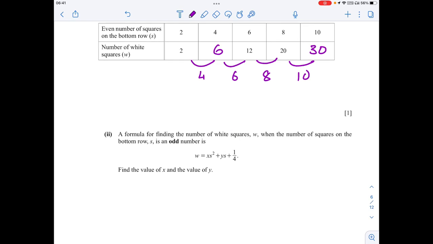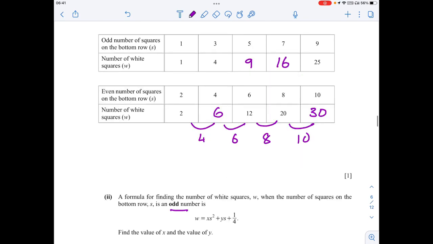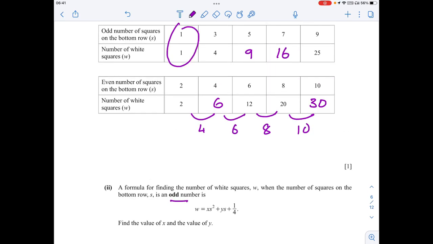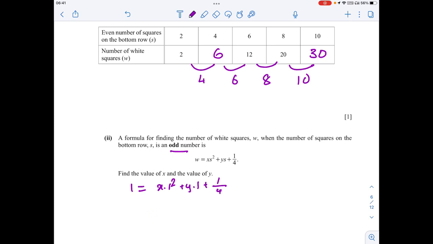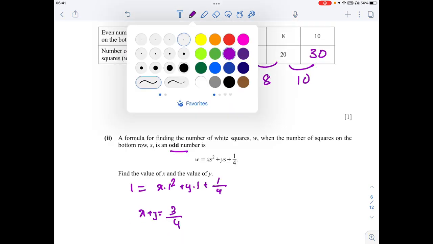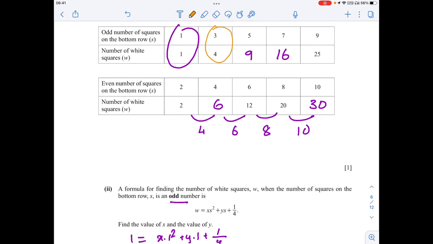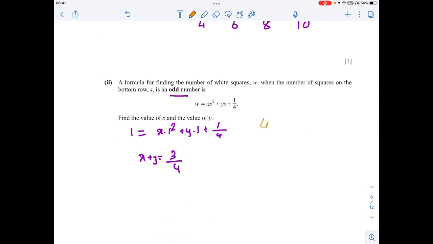Now the formula is W equals x S square plus y S plus 1 upon 4. Find the value of x and y. A formula for finding the white squares when it is an odd number. So I take 1 and 1. W is 1. S is 1. So from there I get x plus y equals 3 upon 4. Next time I am going to take 3 and 4. W is 4. S is 3.